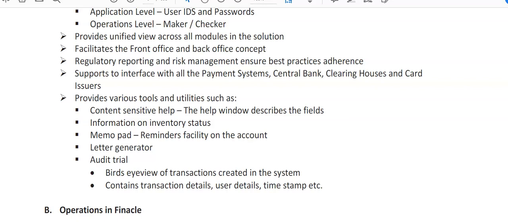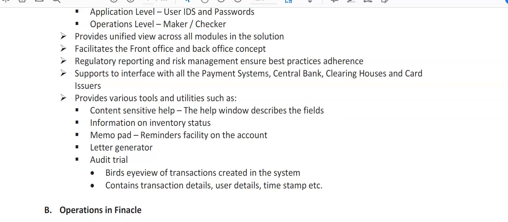Facilitates the front office and back office concept. Account opening, signature scanning, clearing, this is all back office concepts. Now front office, those who are working in the branches dealing with the customers directly. Regulatory reporting, risk management, ensure best practices adherence. Supports interface with all the payment systems, central bank, clearing houses, card issuers. Provides various tools and utilities such as context-sensitive help. The help windows describe the field information on investment status.